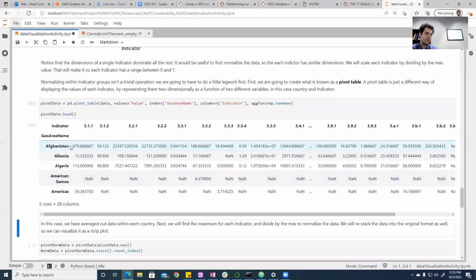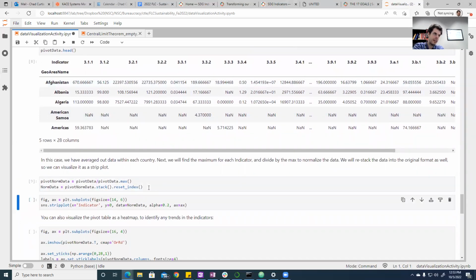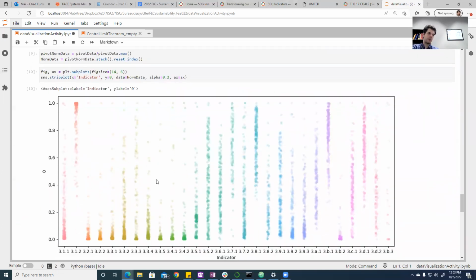And what it's actually done, it's calculated. There were actually multiple measurements in Afghanistan because we had time varying data. It's taken the average of all of those values for us. After we've organized that, we can calculate the max and normalize it by dividing each column by the max value. And now we have a much more useful graph to look at. You can see that some variables have very high values. You know, the cluster, the center of mass is at the high end, while others cluster around the low end. That's kind of interesting.